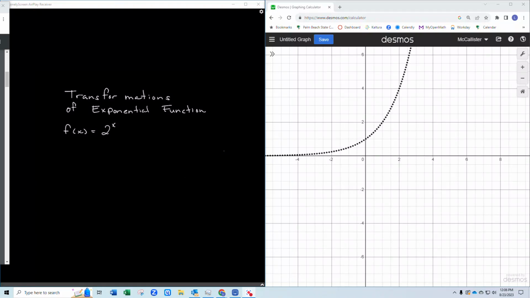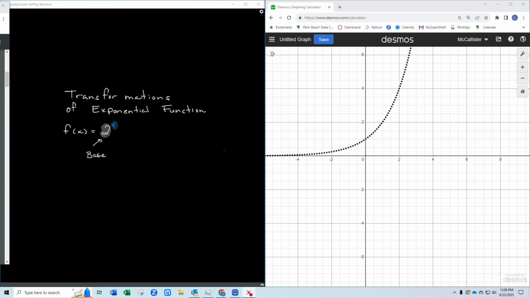This video will go over the transformations of exponential functions. Now, one of the things to note with exponential functions is some terminology. Whenever we're talking about exponential functions, you will have the base of the exponential function, and you will have the exponent. The exponent is a variable. That is what an exponential function is.